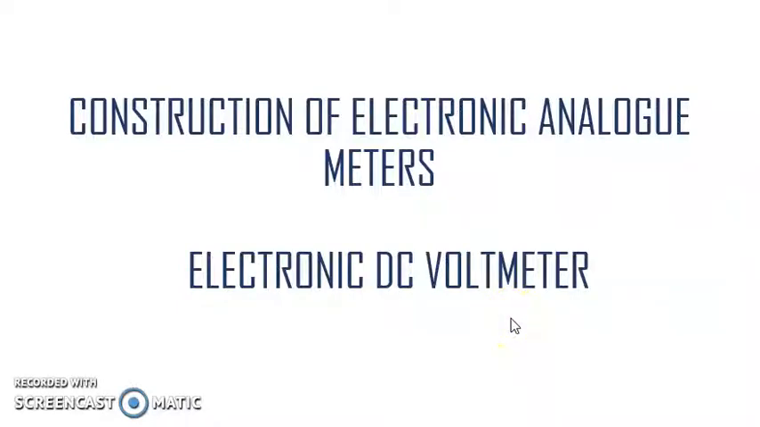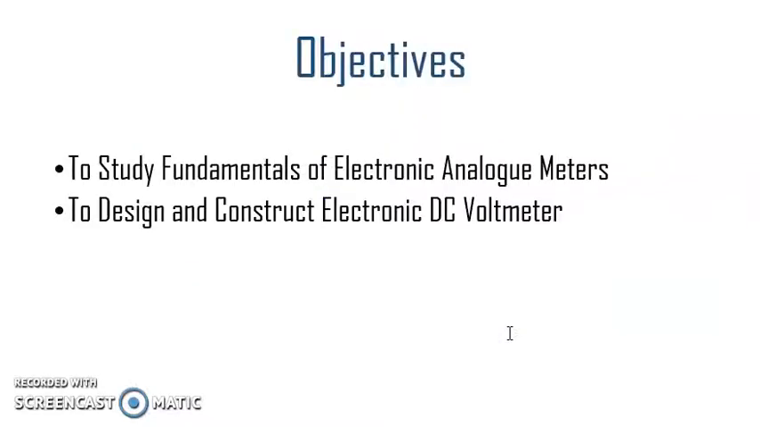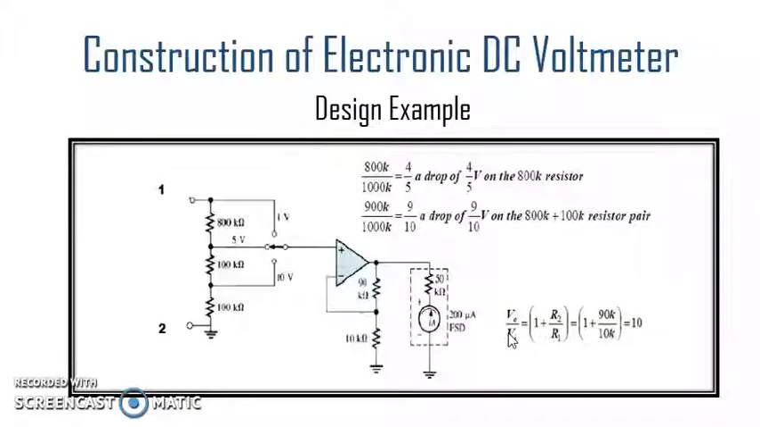Bismillahirrahmanirrahim. This is lab number 10, construction of electronic analog meters, and we are going to discuss the construction of electronic DC voltmeter in specific. So our objective is to study fundamentals of electronic analog meters, and we intend to design and construct an electronic DC voltmeter. This is the circuit that is supposed to be utilized for construction of the electronic DC voltmeter.